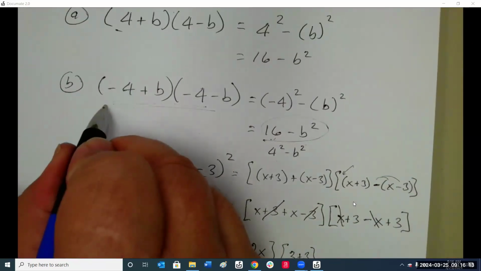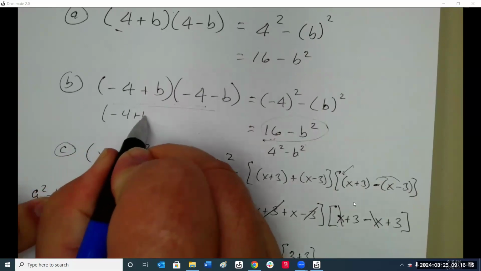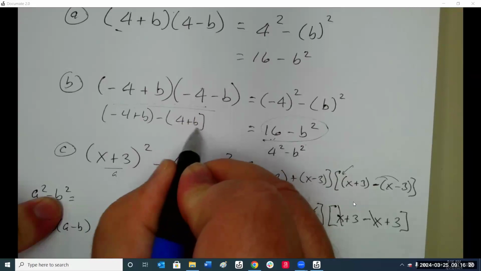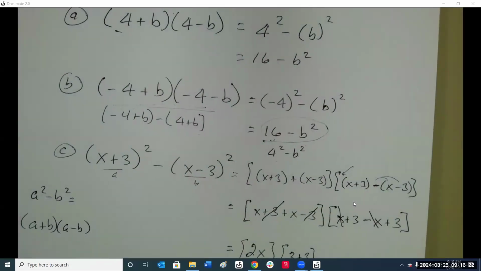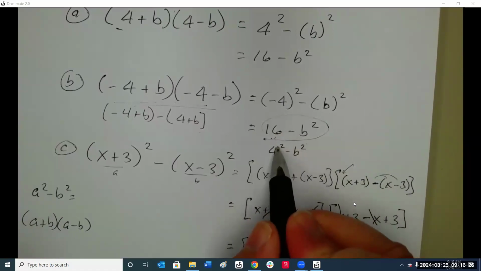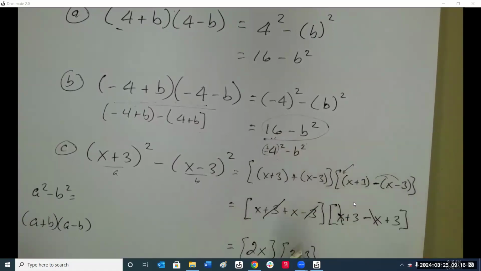Because, and we could take that one away. But because that's a square, inside here could be a plus or a minus.